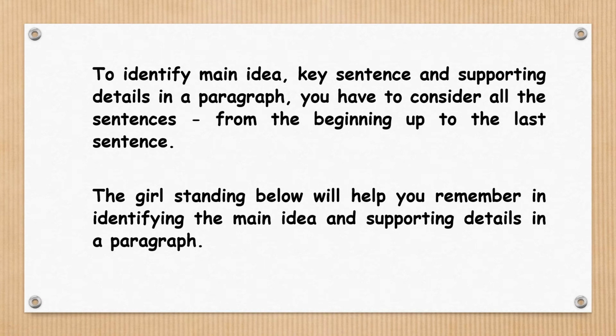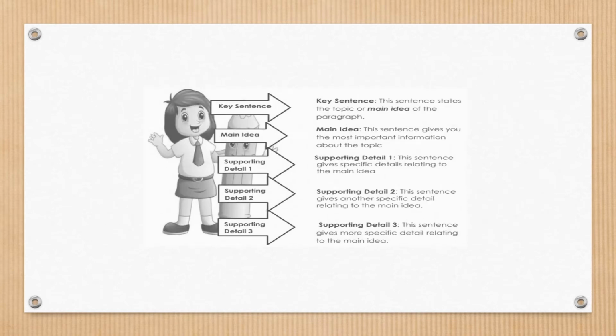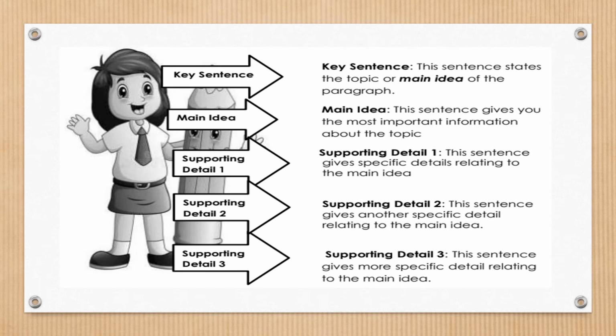To identify the main idea, key sentence, and supporting details in a paragraph, you have to consider all the sentences from the beginning up to the last sentence. The girl standing below will help you remember in identifying the main idea and the supporting details in a paragraph. Now, here's a picture of a girl to help you remember. First arrow, we have here the key sentence. This sentence states the topic or main idea of the paragraph. And then for the main idea, the sentence gives you the most important information about the topic. So when we say main idea, usually it gives you a hint of what will be the content of your paragraph, what will be the flow of your story. So that is the purpose of the main idea.